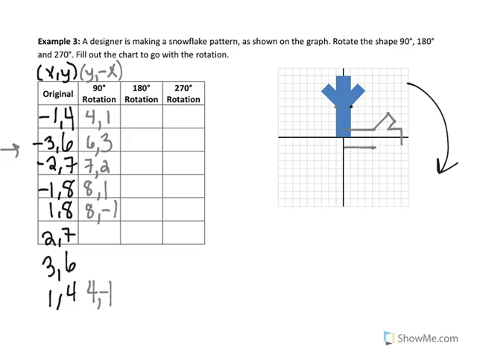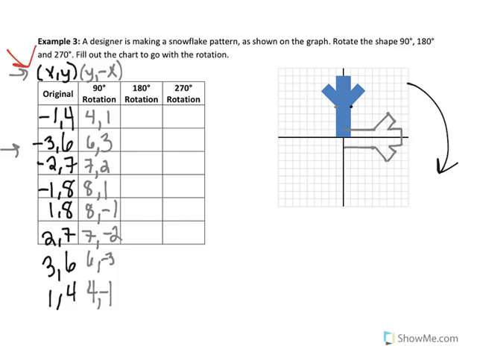So 8 and -1, 7 and -2, and 6 and -3. So that is our rotated image. So we should be able to fill in this chart and figure out what all of these formulas are. And then what you can do is you can just write these down and use those as formulas.